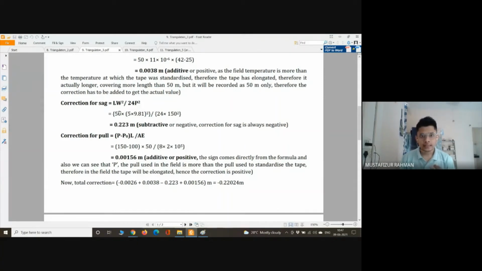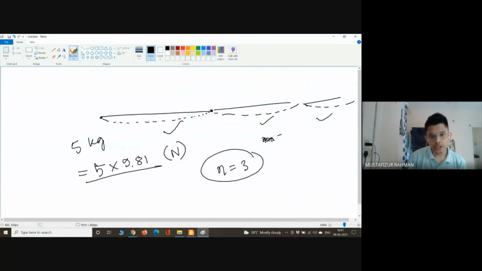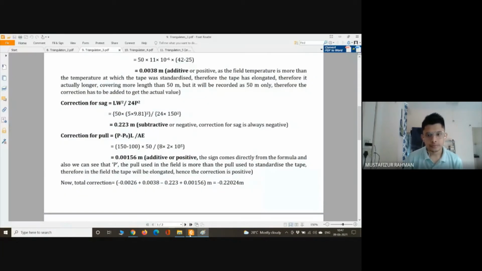So L is the length, 50 meter. W is the weight of the chain or tape, which is 5 kg, multiplied by acceleration due to gravity to convert into Newton. I think we know that, right? So 5 kg to be converted into Newton, what we have to do, 5 multiplied by 9.81, then the unit will be Newton. So there we have 24 P square. P square is the pull that we applied.